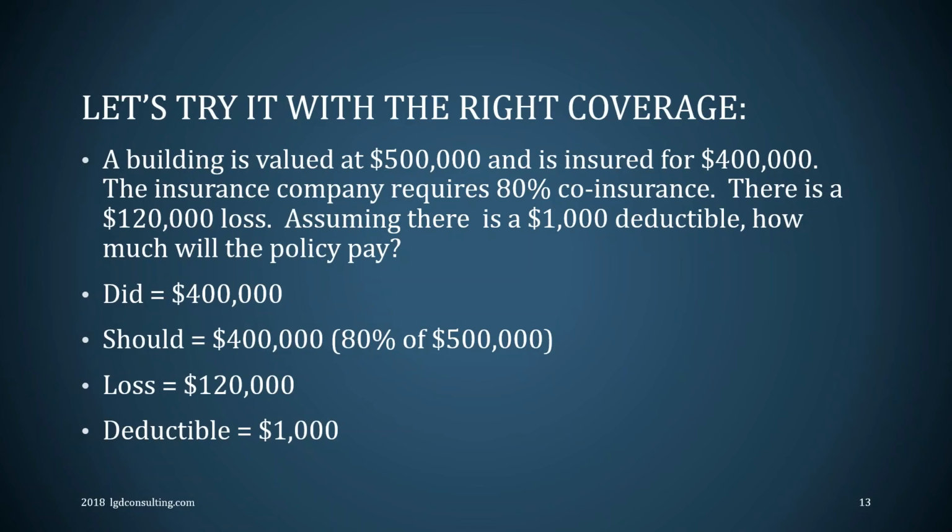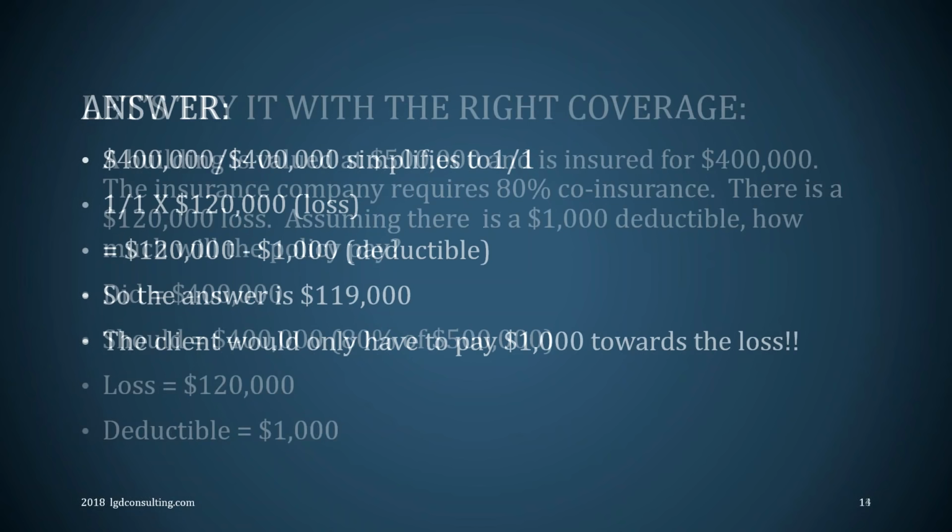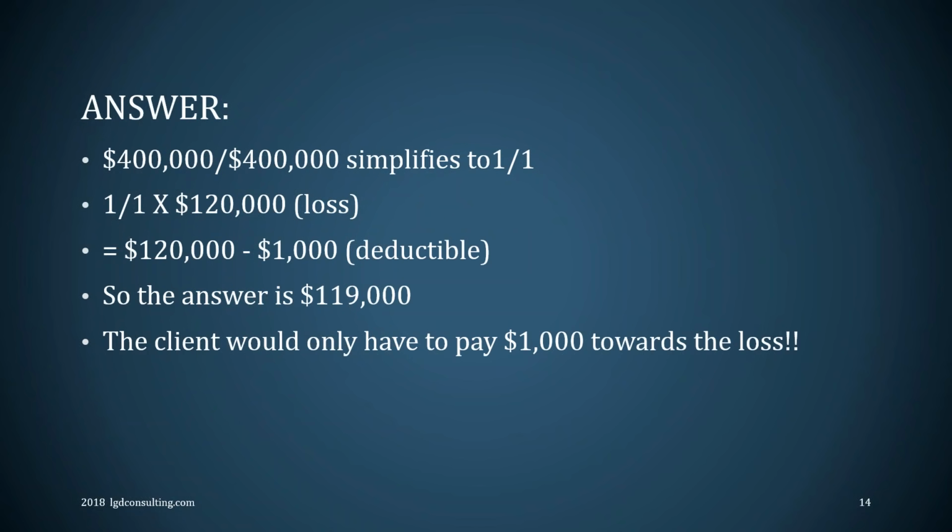Okay, you take that times the loss, right? That's how much your policy will pay on a claim minus any deductible. And so this is what happens if you actually had adequate coverage. So you did have 400, you should have had 400. So it simplifies to 1. 1 times the loss equals the loss, which is 120,000. Minus the deductible, the insurance company pays 119,000. So the client only has to pay $1,000, their deductible, towards that loss because they purchased adequate insurance coverage.